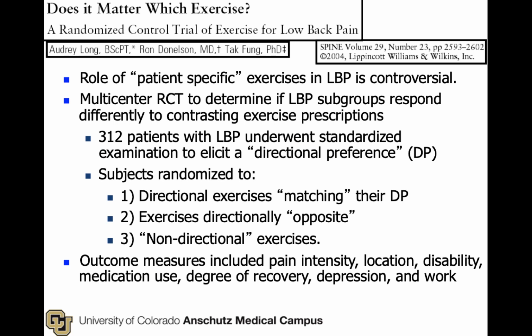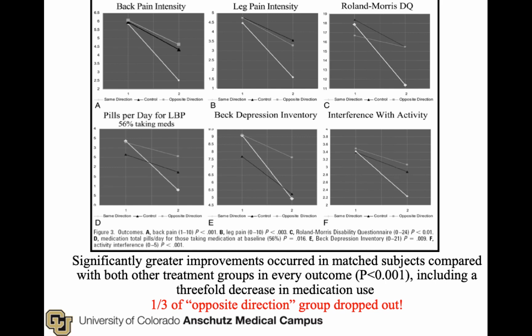So if flexion felt better, they got extension exercises, or non-directional exercises, which were basically just side gliding the pelvis and standing side to side. So not flexing or extending. They looked at quite a few different outcome measures, including pain, disability, medication use, depression, that type of thing. And what they found was, here's the white line here, is the individuals that received the range of motion exercise that matched their directional preference. And this was significantly better on all of these outcome variables: pain intensity, leg pain intensity, the Roland-Morris, the number of medications taken per day, depression, and interference with activity.